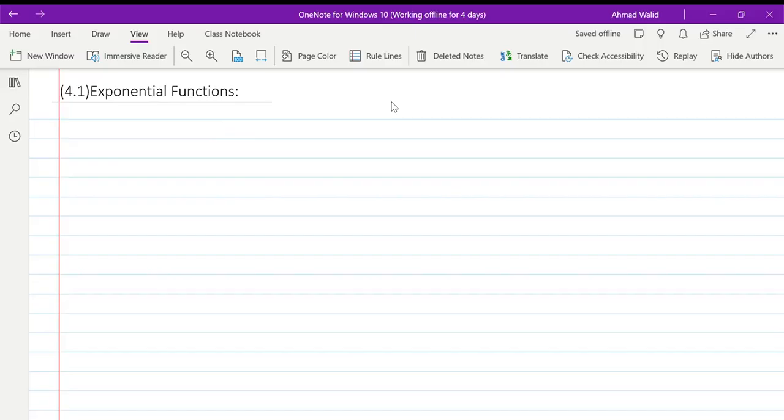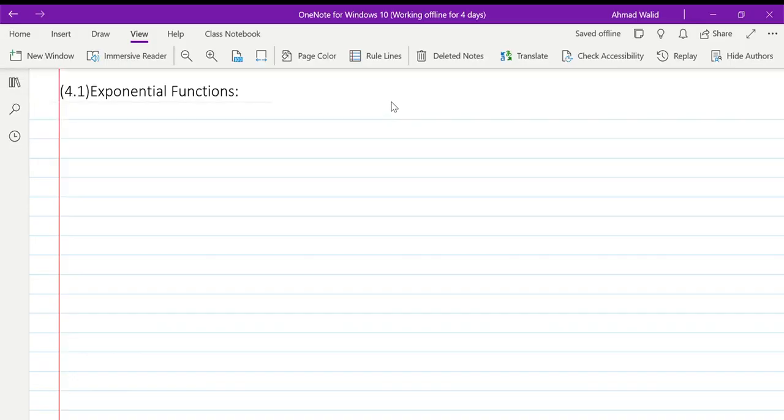Hello all, let's start chapter 4, the first section of chapter 4, 4.1, exponential functions. Which kind of functions? We call them exponential. We will start from here, then we learn how to graph exponential functions, and slowly in 4.2, I'll teach you a new topic, which we call logarithms. But before discussing logarithms, let's first learn what exponential functions are.